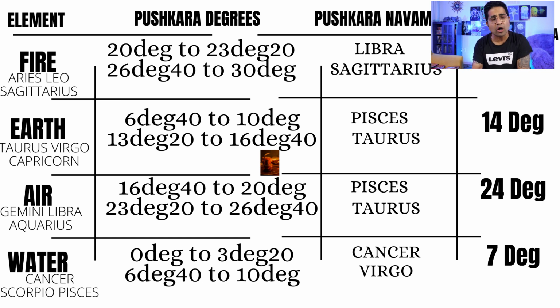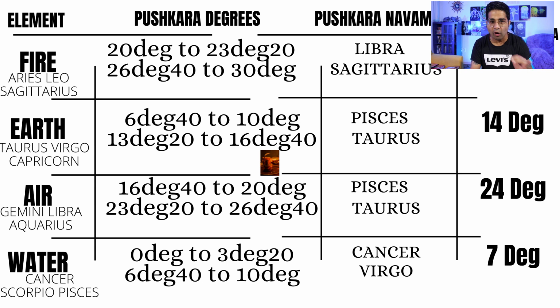And lastly friends, when we talk about the water signs, as you can see the initial degrees, 0 degree to 3 degree 20 minutes, is the Cancer Navamsa, which is the Pushkara Navamsa degrees. And next is the 6 degree 40 minutes to 10 degrees, which is the Virgo Pushkara Navamsa. Now friends, let's say for example, if you will find someone's moon to be debilitated, placed in Scorpio, the sign of its debilitation, but if it is placed in the Pushkara Navamsa degrees, somehow the signification of the moon is going to stay protected.